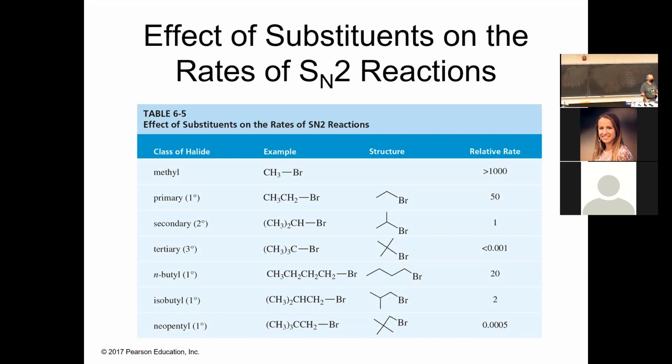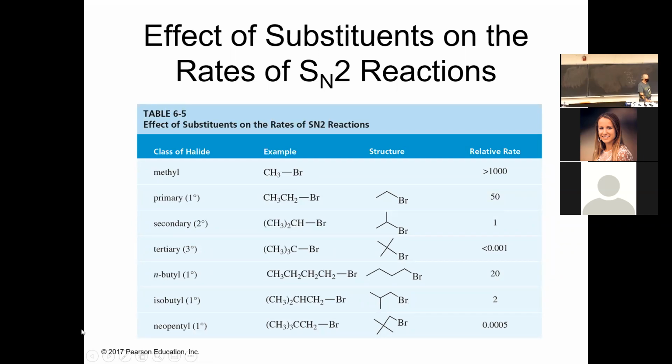It doesn't say what the nucleophile is, but the relative rate should be the same. 2-bromopropane is used as the standard here. It's assigned a value of 1. It's a secondary halide. So a primary halide, like bromoethane, reacts 50 times faster. Bromomethane reacts greater than 1,000 times faster.